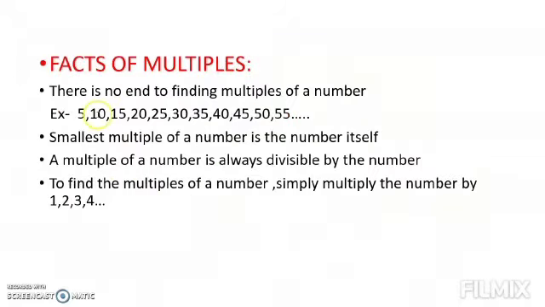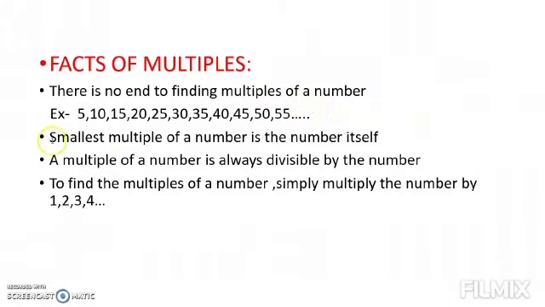Now let us see some more facts. There is no end to finding multiples. How can we say that? Because we can see in this example all the multiples of 5 are there. So is it ending here? No, we can find more. This is 5 elevens are 55. So can we find the next? Yes. How? We can multiply 5 into 12, the answer is 60. Similarly, 5 into 13, the answer is 65. We can go on and on. There is no end to finding multiples. Multiples are endless or infinite.